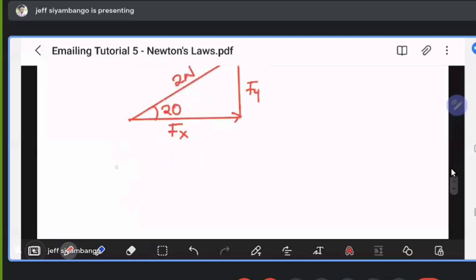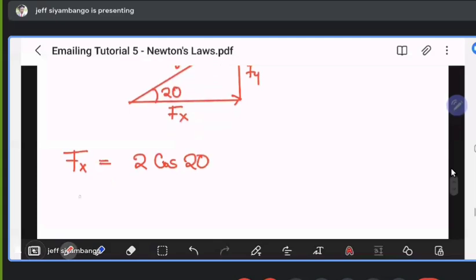So remember how we get components? The X component is side by side with the angle, so we're using cos there. Fx is equal to the vector itself, which is 2, then cos, the ratio I've identified, then the angle I was comparing with, which is 20 degrees. This is what will give me the X component.